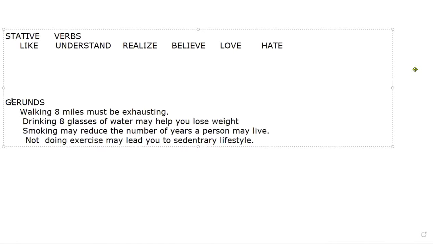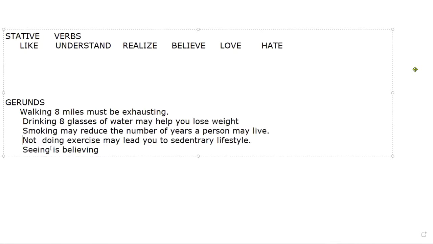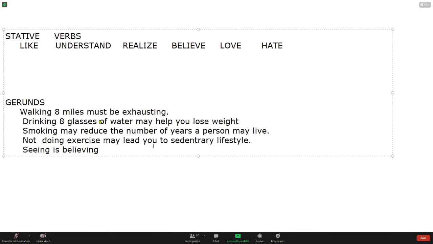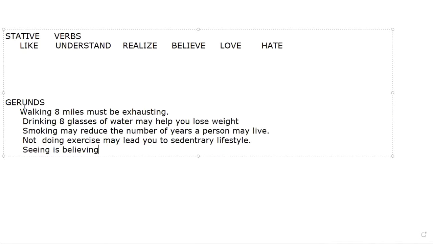Well, so you see, this is what gerunds are. Gerunds can be any verb that begins a sentence. It doesn't matter if it's a stative verb. For example, seeing is believing. You know, ver para creer. Well, okay, and here is believing. But this is a gerund. It is not a present continuous. You see the difference? Right? Yes, teacher. Okay. Well, so these are gerunds.